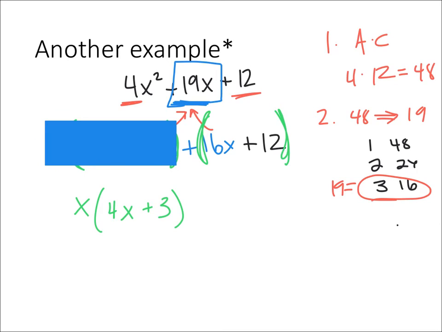Now I can move over to the next one. I have my addition still in the middle, and then I can look at the common factor between 16x and 12, which in this case happens to be 4. And then what's left over? 4x plus 3.